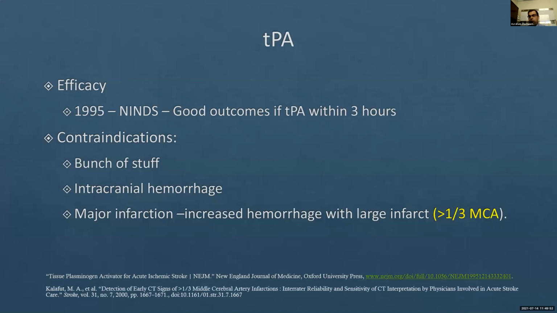So if you already have a bleed, an intracranial bleed, then you can't give it. And two, if they already have a big stroke, there's something called the territories: different parts of the vessels supply different parts of the brain and they have different effects. If they already have a big stroke, then the efficacy of the drug is not so great, and it can actually lead more likely to them to bleed.